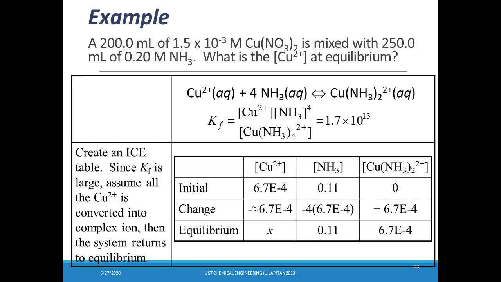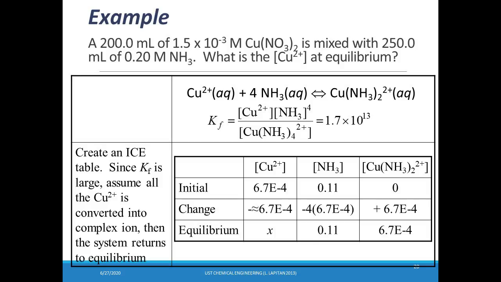So in the change row, we write negative 6.7 times 10 raised to negative 4 for the concentration of the copper ions, negative 4 multiplied by 6.7 times 10 raised to negative 4 for the concentration of ammonia, and positive 6.7 times 10 raised to negative 4 for the concentration of the complex ion. At equilibrium, there is a tiny concentration of copper ions left, and we designate this as X.